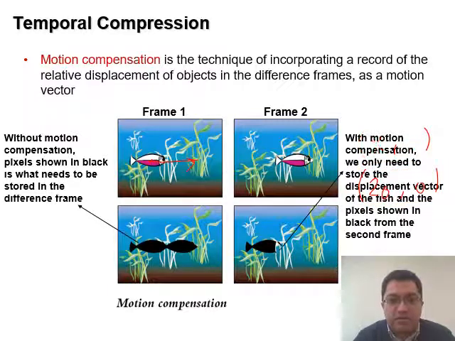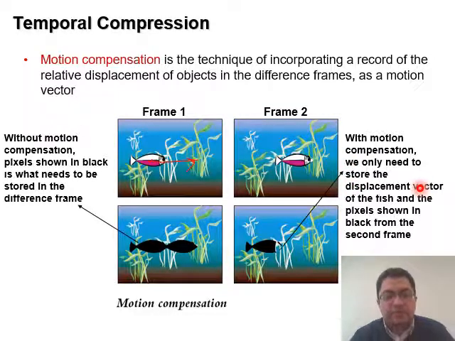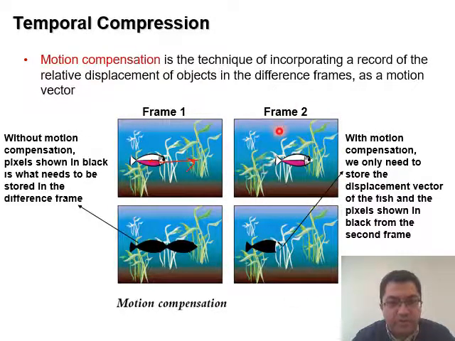So we're saying that this is what we call motion compensation. With motion compensation, we only need to store the displacement vector, the motion vector, how the fish has moved, and the pixels shown in black from the second frame. Now, if you compare what you are storing from frame number 2 with motion compensation to what you are storing without motion compensation, you're storing here a smaller number of pixels. You see here, all of these pixels in black need to be stored from frame number 2. So the number of pixels that you need to store here is much higher than this.